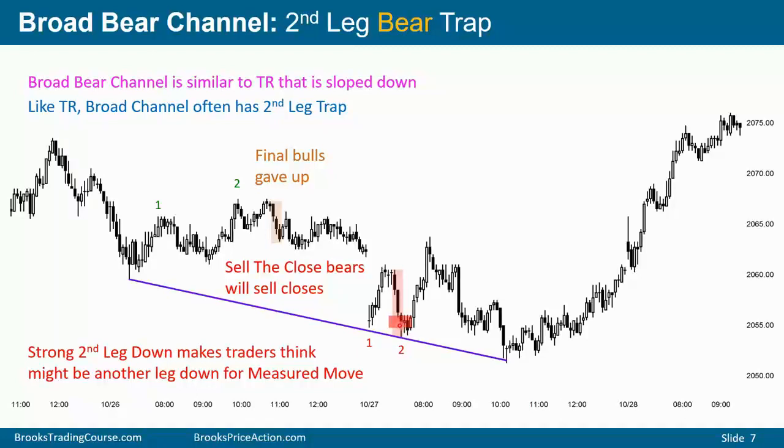Sell the close: bears might sell here, but if they're quick thinking, they'll be disappointed by the doji bar, and then certainly disappointed by the bull bar that followed here, and they'll get out, fearful that this is simply a second leg trap at the bottom of a bear channel. The bears who sold that close, 3 consecutive bear closes, are disappointed by the next 3 bars, and a lot of them got out.